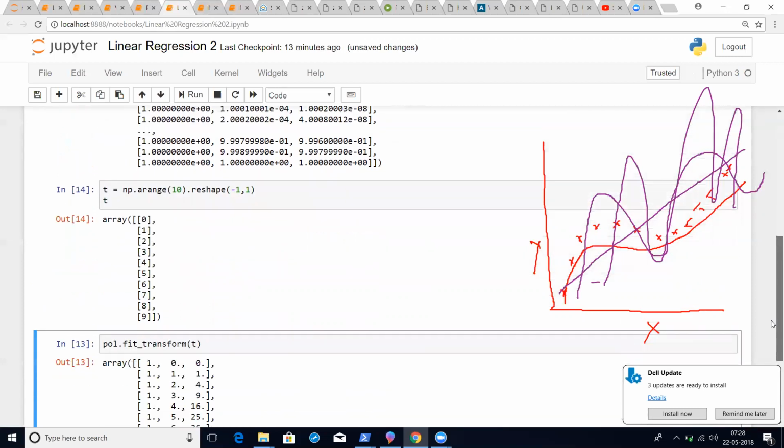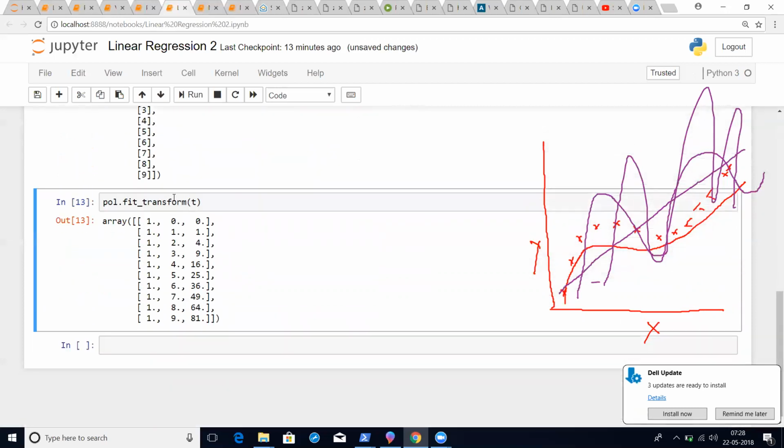When you pass this data to fit_transform, what is fit_transform? This is known as a transformer, which is changing your data from one format to another format. So what is this doing? This is changing the data, like 1, 2, 3, 4, this is the x, into x raised to the power 0, x raised to the power 1, x raised to the power 2. Understood, right? Because what is your final objective? Your final objective is to find the coefficient for this column, this column, and this column.